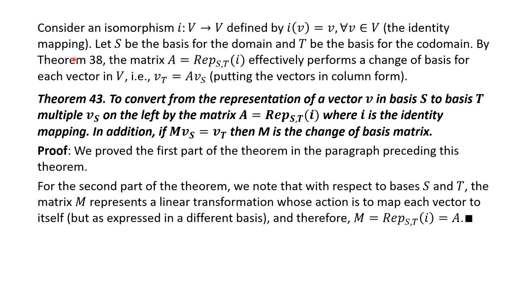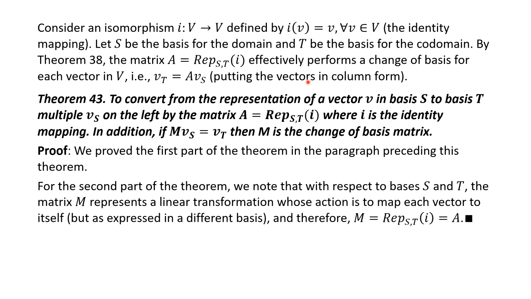If you recall from Theorem 38 a few lectures back, what this matrix does is, if you multiply it times something from the domain written in terms of the basis S, it gives you something in the codomain with respect to the basis T. But since we're using the identity isomorphism, what we get is actually the vector written in a different basis. So that's very useful for us if we want to change bases.